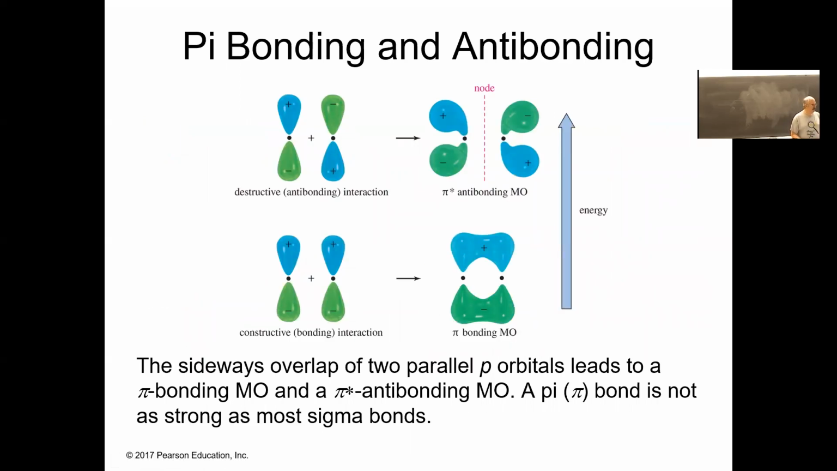All right, the other type of bonding that we'll look at in this course is pi bonding. And this is where p orbitals will overlap side to side. Okay, even though there's overlap in 2 places, this is considered just one bond. And then we also have an anti-bonding or pi star molecular orbital with a node between the 2 regions.